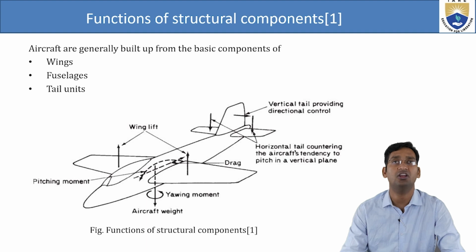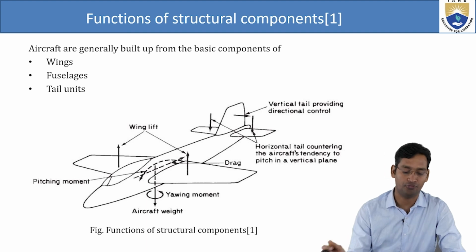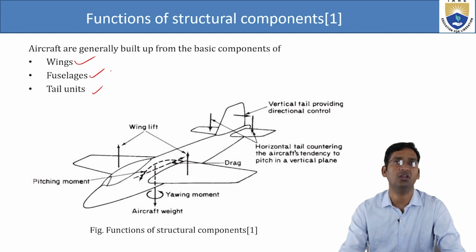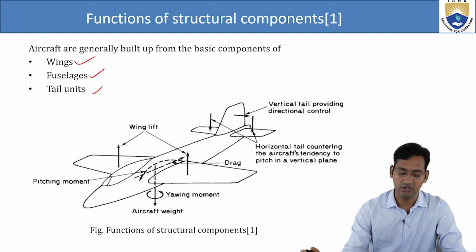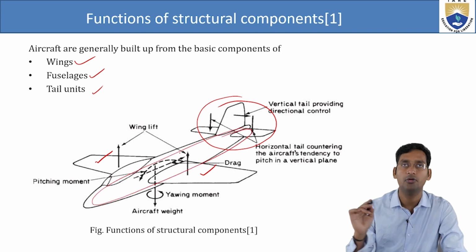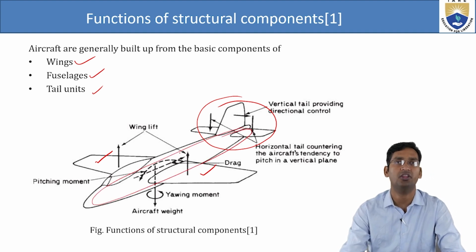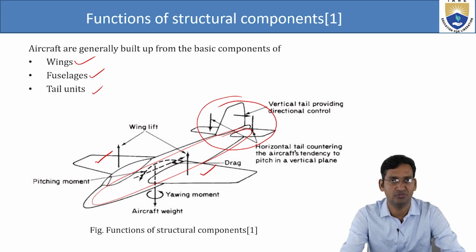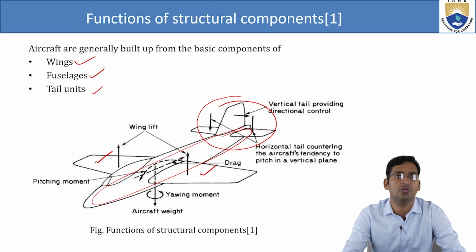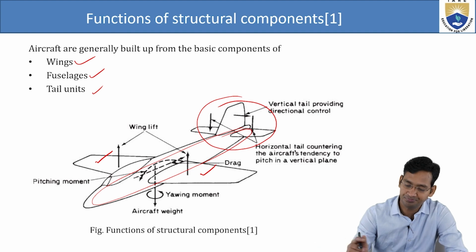Aircraft are generally built up from the basic components of what? Wings, fuselage and tail unit. These are the three main basic components of the aircraft. Just see, this is the tail unit, this is the wing, and this one is the fuselage. In that, many things are there. First, the main use of the wing is to generate lift so that the aircraft will go up.